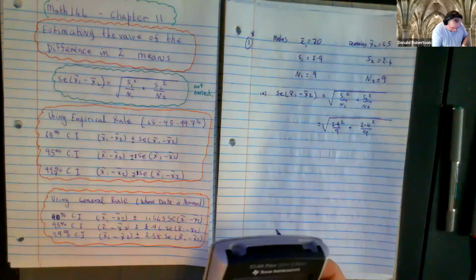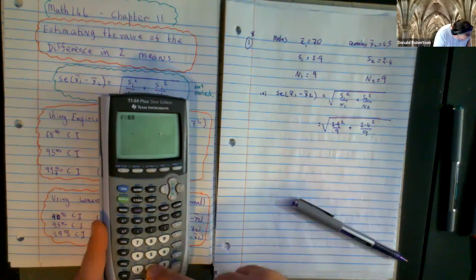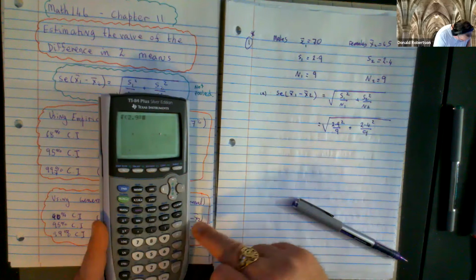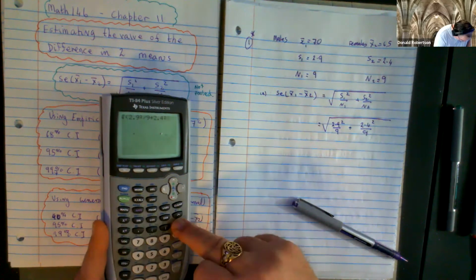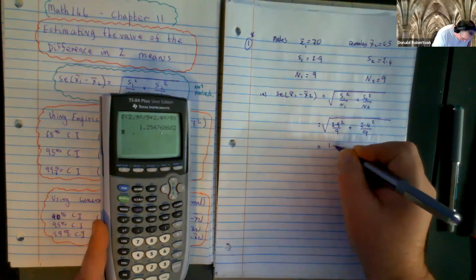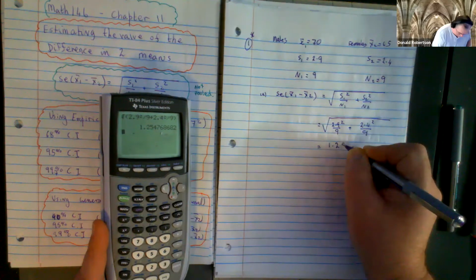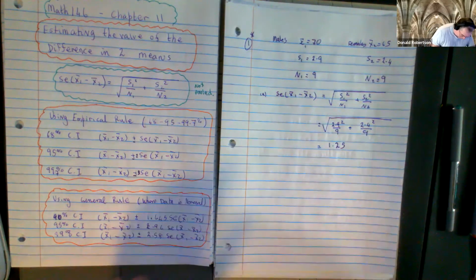I'll kick over here, clear that out of the way. And the square root then, 2.9 squared divided by 9 plus 2.4 squared also divided by 9. And the answer to 2 decimal places is 1.25. And that's basically how you do that.